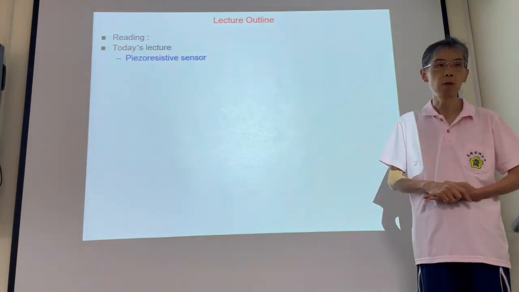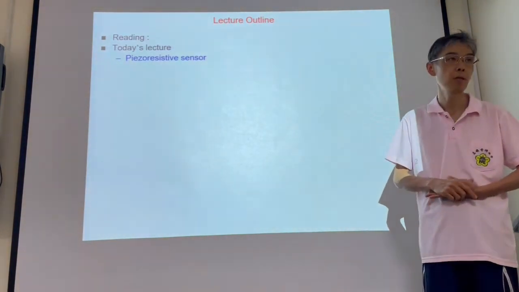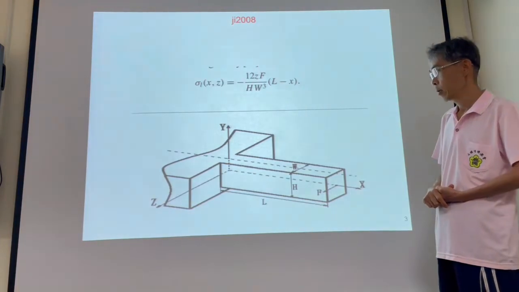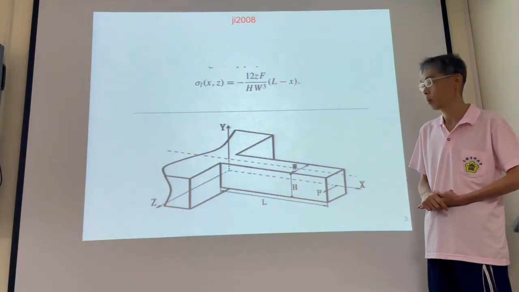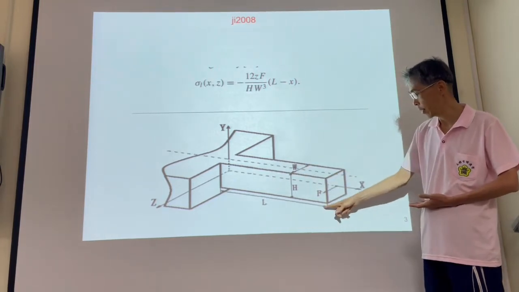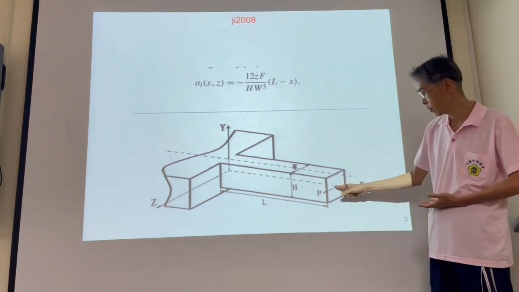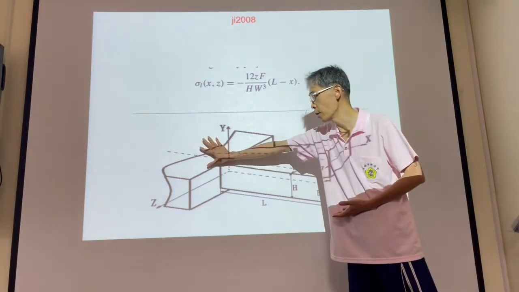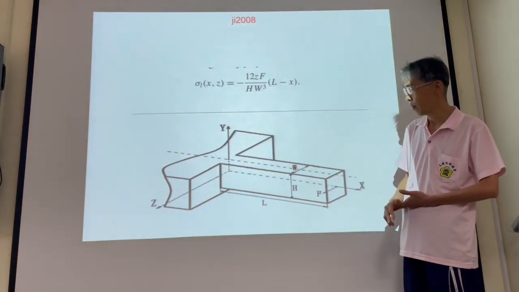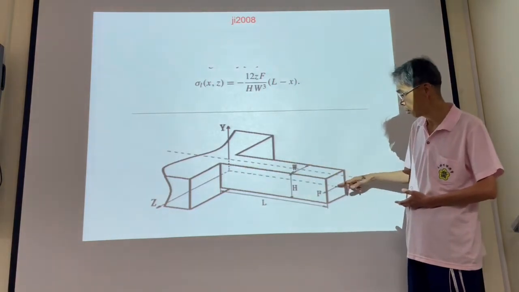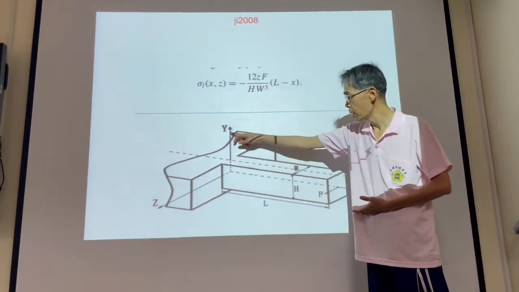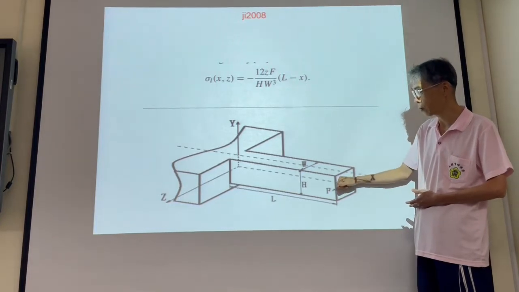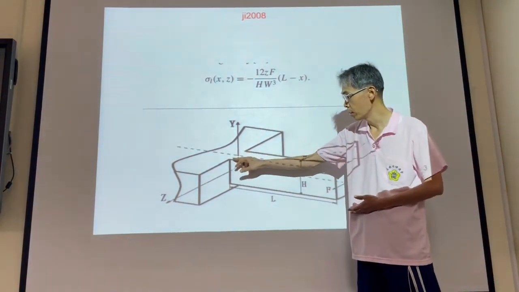this lecture will continue the piezoresistive sensing device. Next page. Suppose we have a micro beam, and this is the width, height, length, and this force F in this direction. Then this is the anchor, this is a beam. Then coordinate system X along the length direction, Y in the thickness direction, and Z in the W direction. So if we apply a force, then we are going to have bending of the beam.